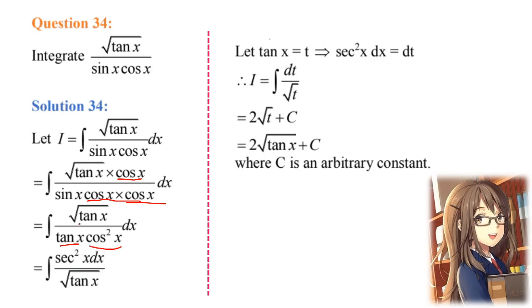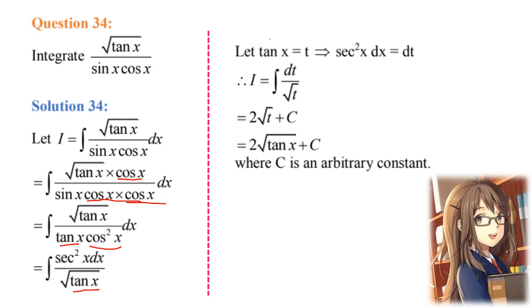Now root tan x upon tan x means in the denominator we will get under root tan x, right? One tan will be cancelled out here. Root tan x upon tan x, so we can cancel out one root tan, and in the denominator we will get under root tan x, and 1 by cos square x will be sec square x.